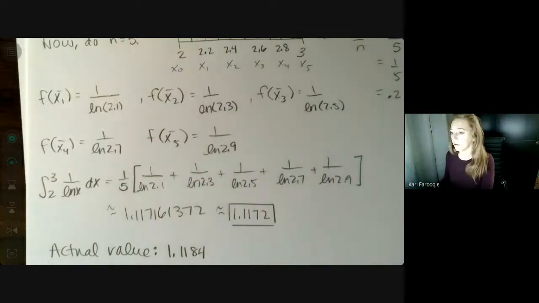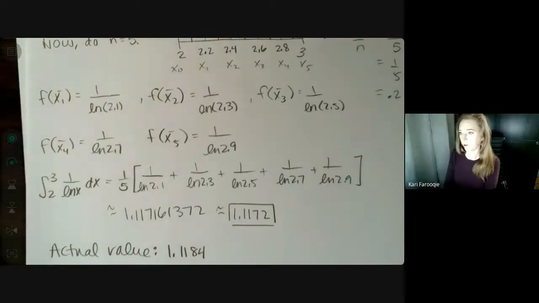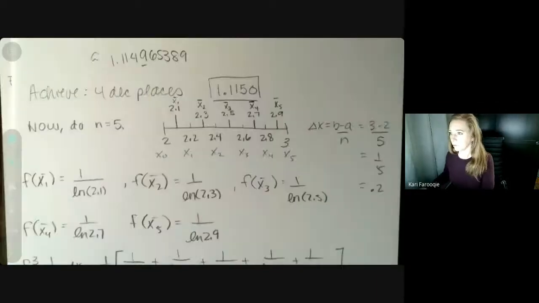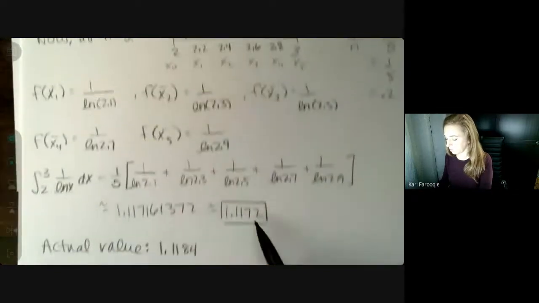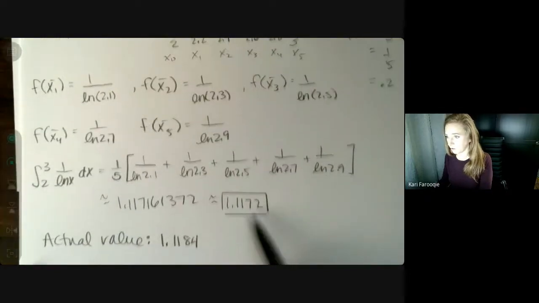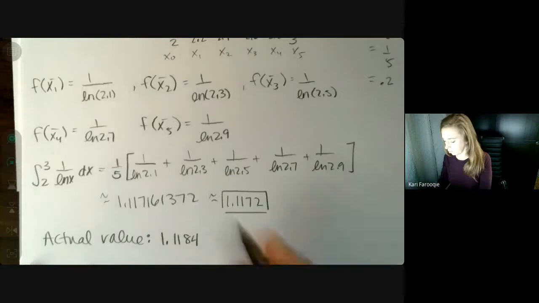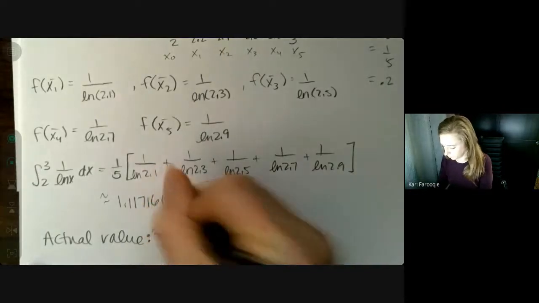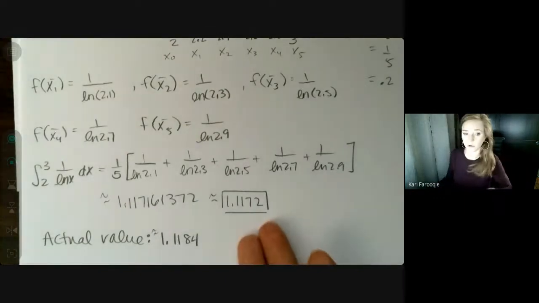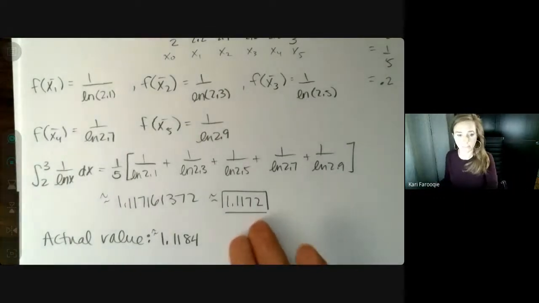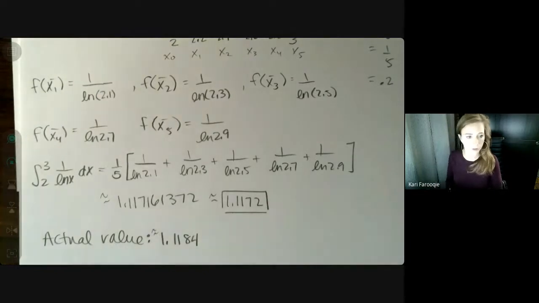1.1184. So you can kind of see how we started off a little bit further away. We're at 1.15, and then we got closer with 1.17, and then the actual value is approximately 1.184. So even just splitting this into 2 more subintervals got you a lot closer than you were with n equals 3.